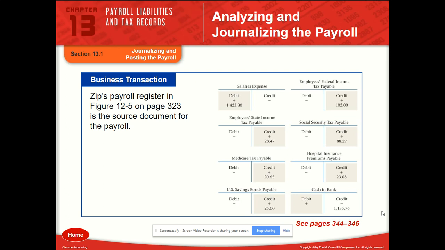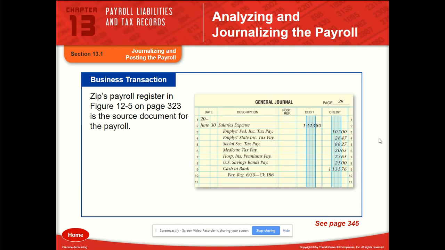So let's take a look at how this looks. Zip's payroll register in figure 12-4 on page 327 is the source document for the payroll. So this is what we're going to be looking at, Zip's payroll register. You guys can look at that in greater detail. This is what the payroll register should look like as we go forward. So here are the T accounts again.